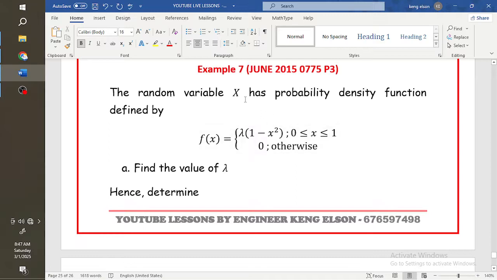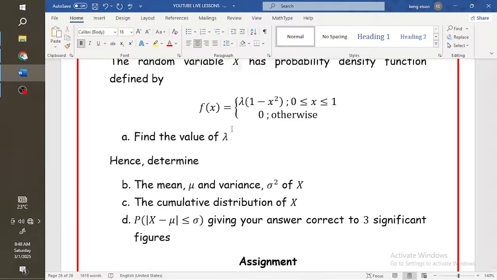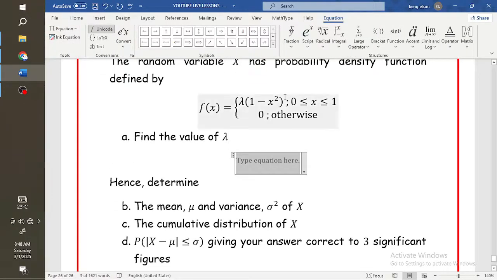Okay, so we have a random variable x with probability density function given by this. Find the value of lambda. Then just push it down so that we have a better view. So find the value of lambda. We just have to integrate this function from 0 to 1 and equate it to 1. Okay, then we get lambda.